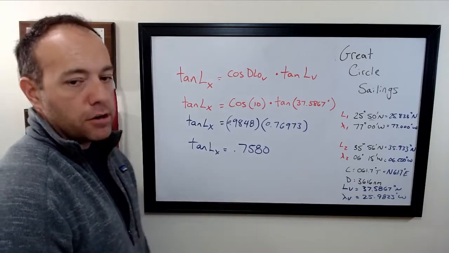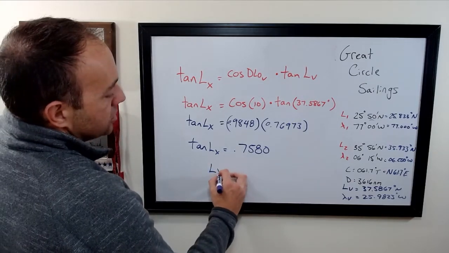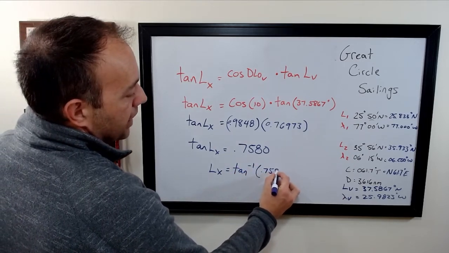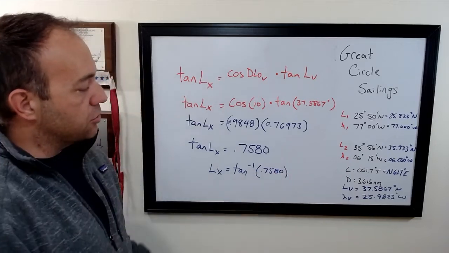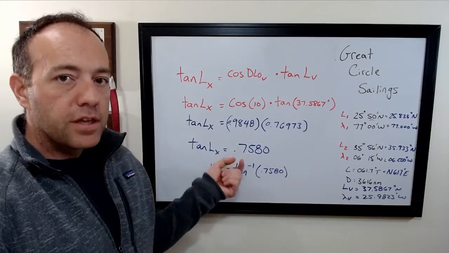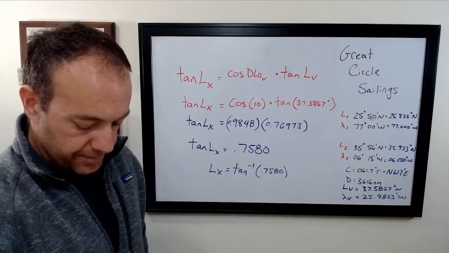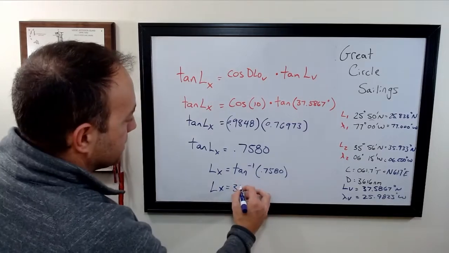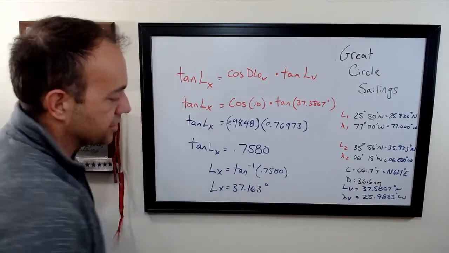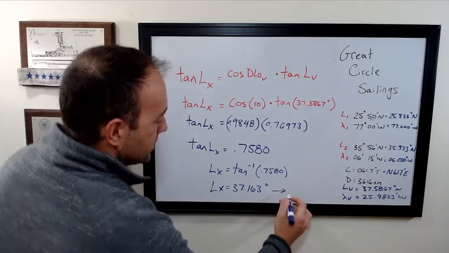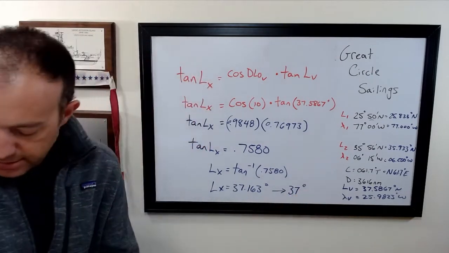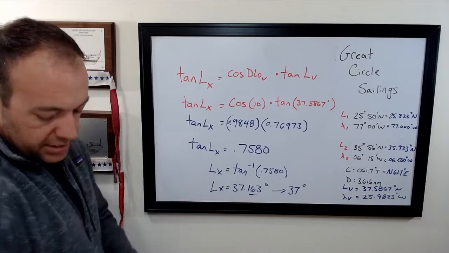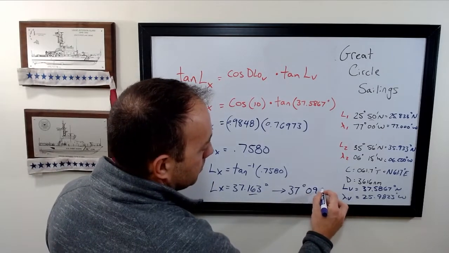And so I didn't draw it on the board last time, but I'll do that now. The latitude of position X is going to be equal to the inverse tangent of 0.7580. And so to do that in the calculator, type in 0.7580, shift tangent, and you're going to get your answer. And it pops out as 37.163 degrees north. And if we want to turn that into something reasonable, that's going to be 37 degrees. And then I just take the leftover 0.163 times 60 to get 09.8 minutes.